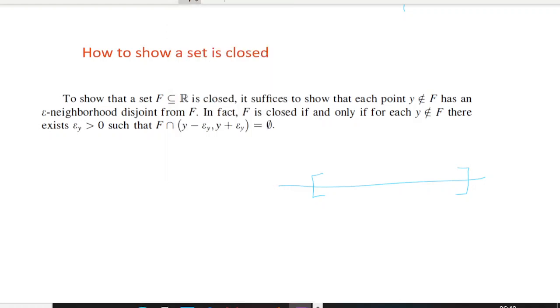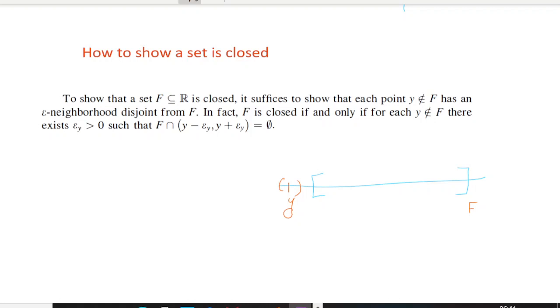We should take a point not in F. So I'm taking a point Y here. This is my set F. I have taken a point Y not in F. Now we want to show that it has an epsilon neighborhood disjoint from F, so it should lie outside the set F.